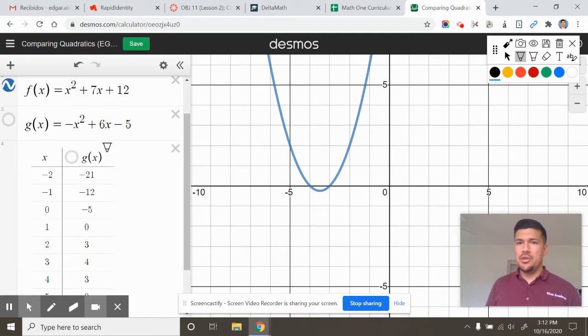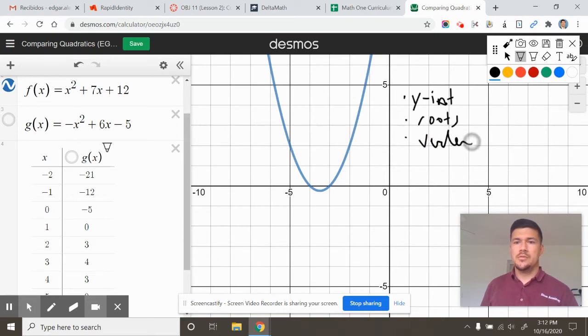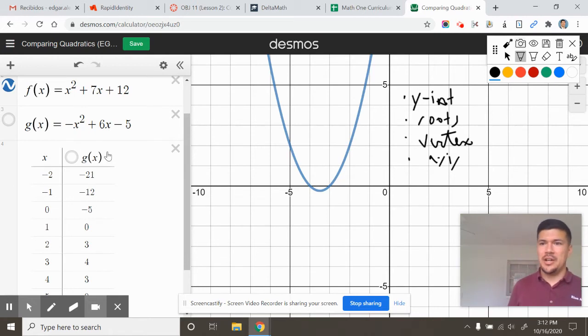I want to remind you of the four main features that we studied. The first one being the y-intercept. Your second main feature we said were the roots, aka the x-intercepts. After that, we also looked at the vertex. And last, we looked at the axis of symmetry, with my chicken scratch right there.